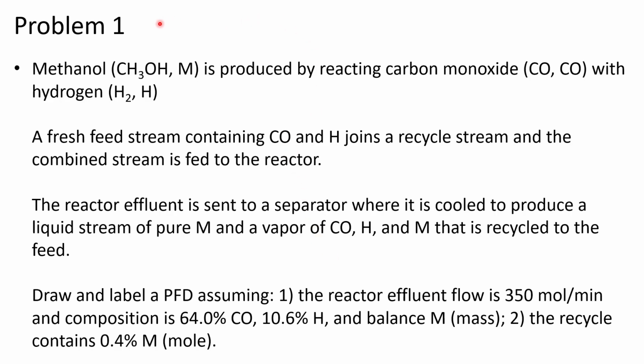So we're going to apply some of these new ideas and do some mass balances for this problem here. In this problem, methanol, which is CH3OH or CH4O, and we're also going to use the letter M to represent methanol, is produced by reacting carbon monoxide, CO, with hydrogen, H2. And we use the letter H just to represent hydrogen, the hydrogen molecule. A fresh feed of CO and hydrogen joins a recycle stream and is then fed to the reactor.